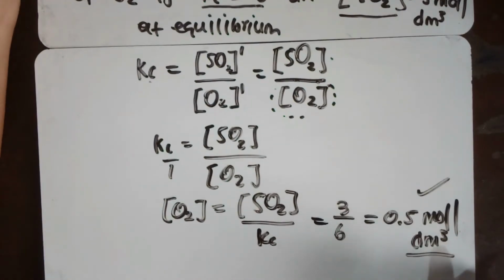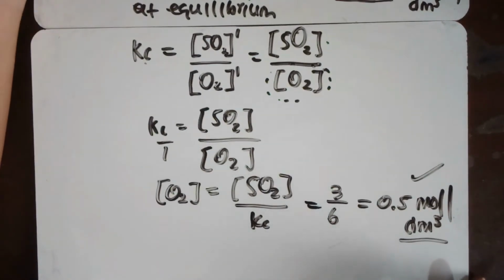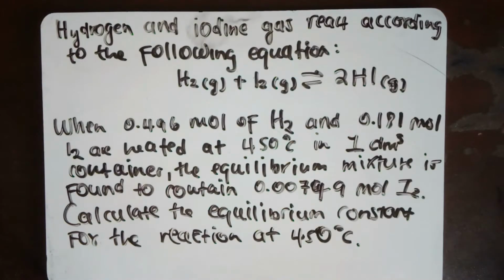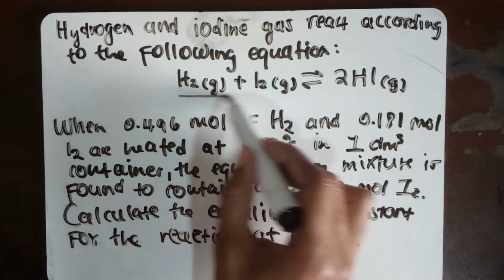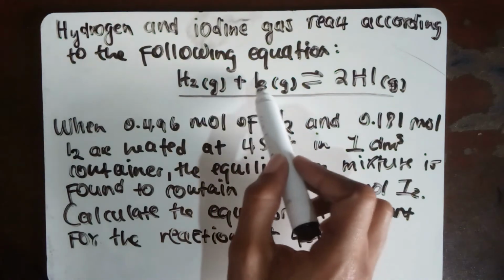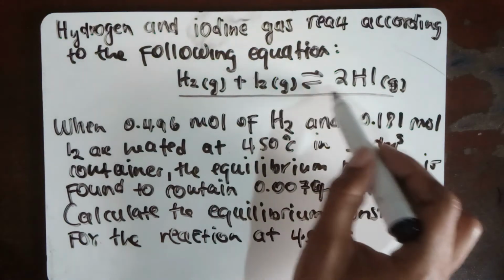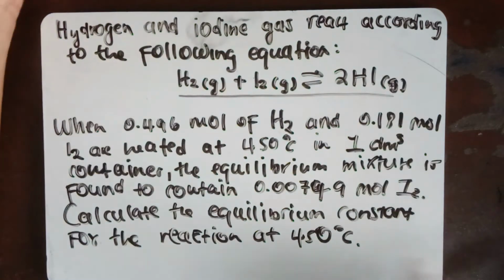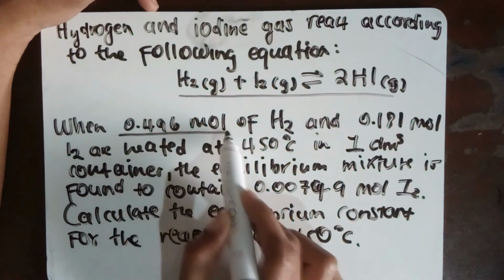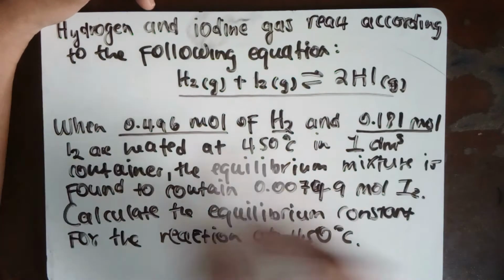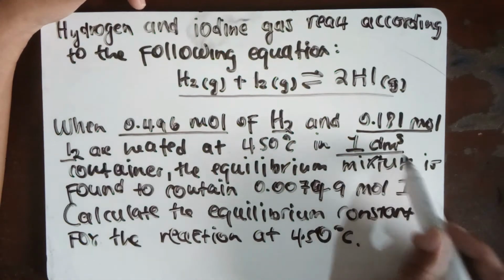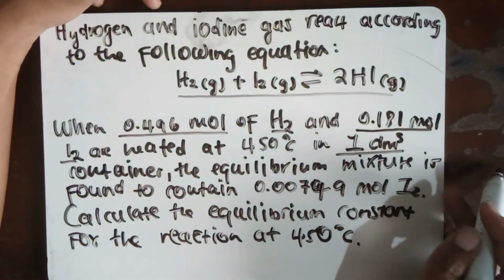Sometimes they are a bit more complicated calculations, and we're going to look at an example of such next. So we have a question over here, and the question says hydrogen and iodine react in the following equation. So we have H2 gas plus I2 gas, in a reversible reaction to form hydrogen iodide, which is also a gas. So initially we have 0.496 moles of H2 and 0.18 mole of I2, which are heated at 450 degrees centigrade in a volume of 1 cubic decimeter container, right?